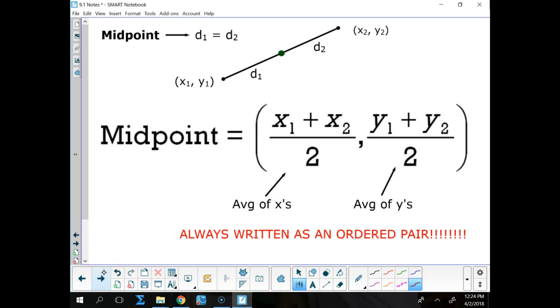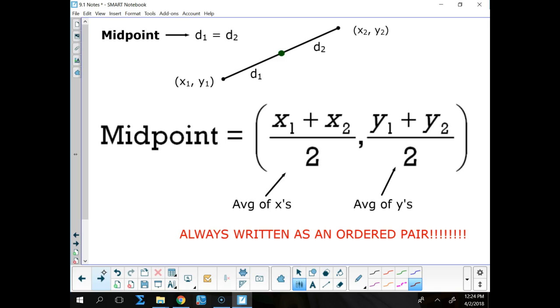Let's hit up midpoint. Midpoint, also you have seen. Now, it looks kind of funky. But what the midpoint is, it is the point that is in the middle of two other points. It bisects the segment. It cuts the segment into two. And what you do is you take the x values, add them together, divide by two. Take the y values, add them together, divide by two.